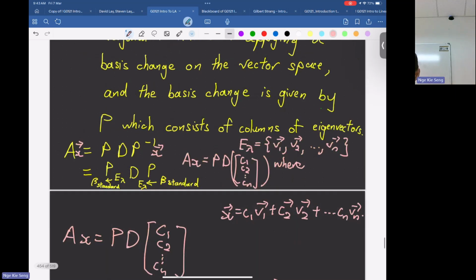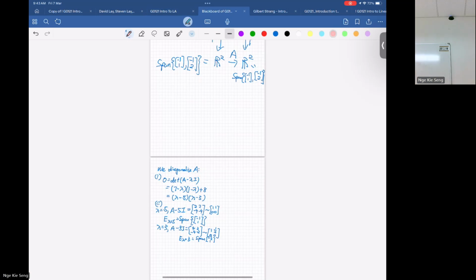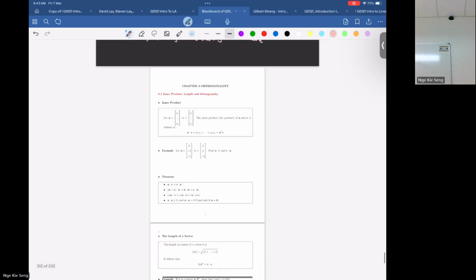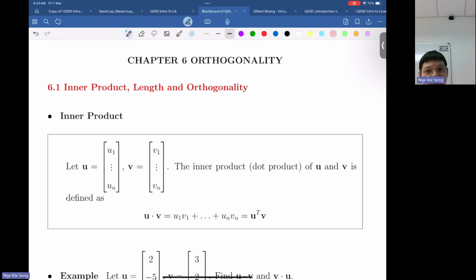Okay, in that case, let's start the new chapter. The new chapter is about orthogonality. So we're going to explore the geometry of vectors, the angle between them, and their length. First things first, we never defined a product between vectors before.